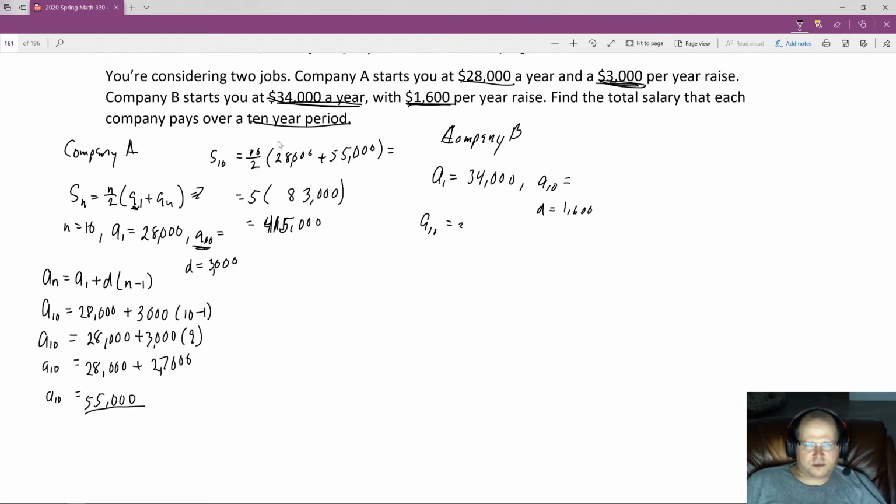So this right here is going to be the first term, which is 34,000 plus the difference, which is 1,600 times n, which in this case is 10 minus 1, which gives us 34,000 plus 1,600 times 9, which gives you 34,000 plus 14,400. And then we would have to add those together. So 34,000 plus 14,400. Keep the 400 at the end, which would be 48,400.